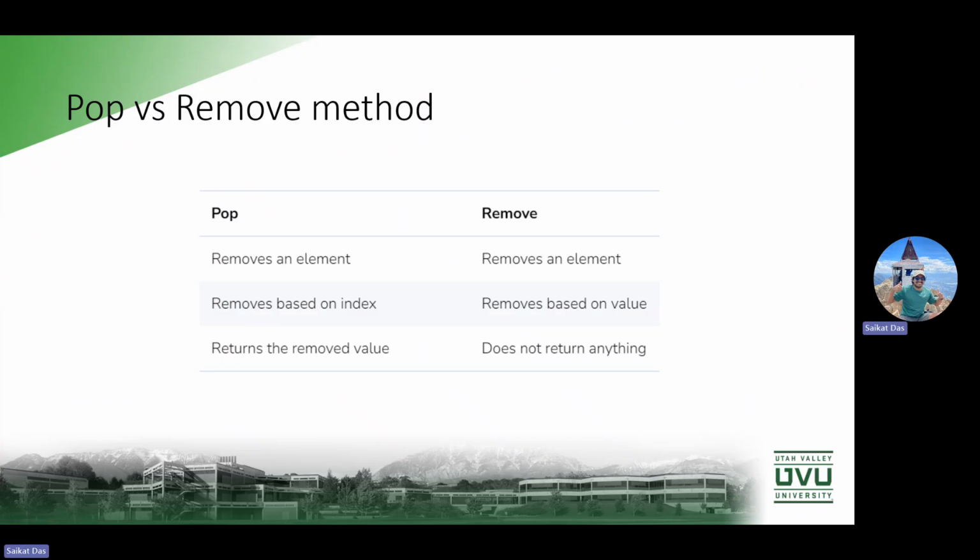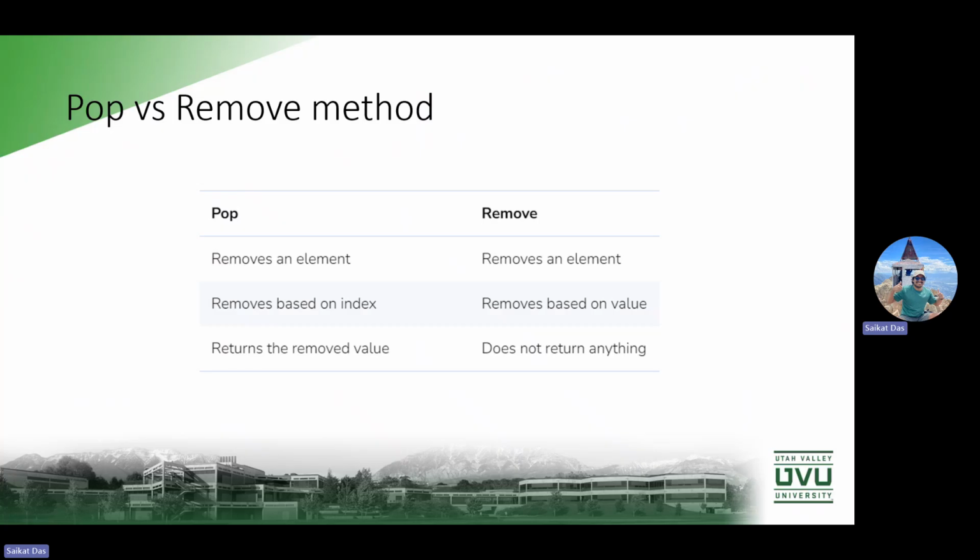But the remove function doesn't return anything. You see the difference between those two functions at the very end. When you call the pop function, it gives you the popped value. But when you call the remove function, it doesn't give you the removed one. It just removes, like delete.